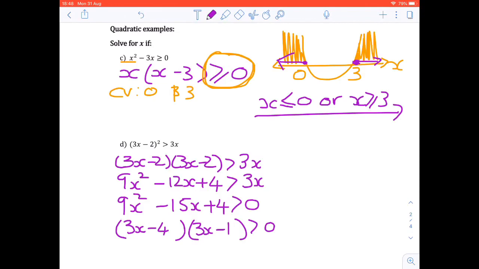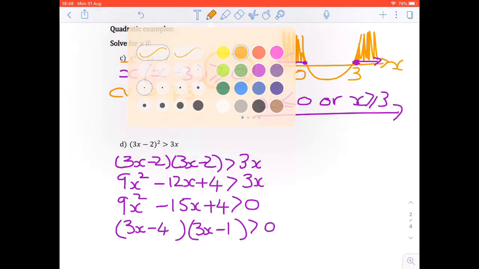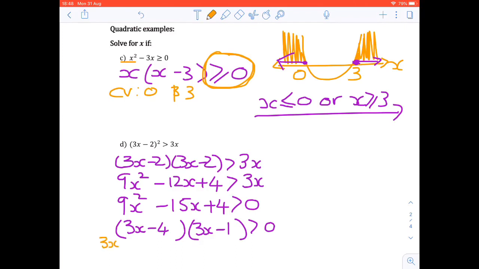So 3x minus 4 equals 0. So x would be 4 over 3, right? Let's do it for the other one as well. 3x minus 1 equals 0. So x is equal to 1 over 3.